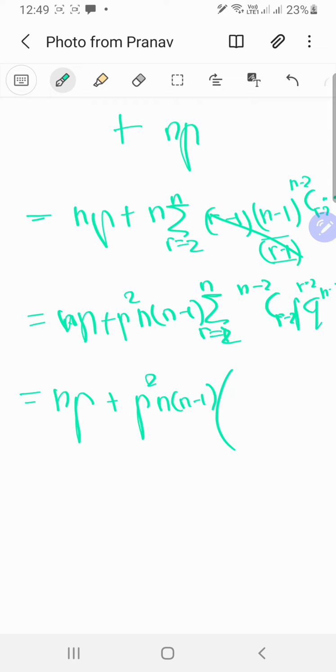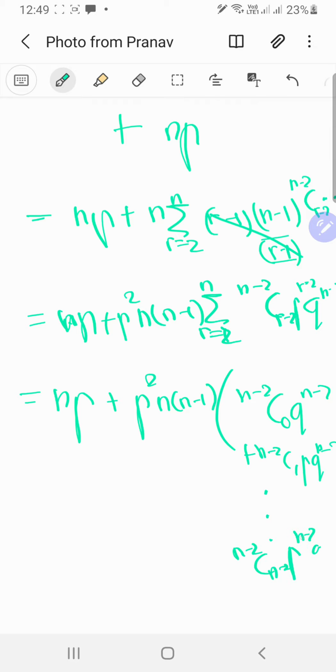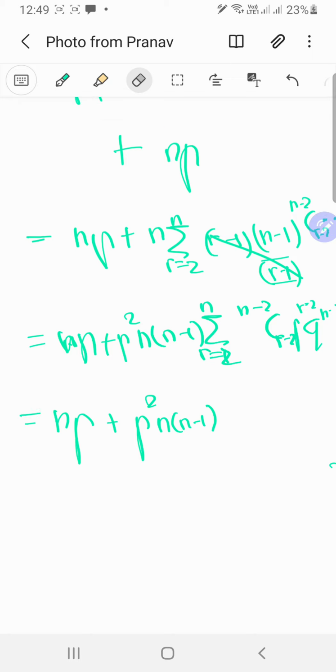And then what is this sum that we are talking about? So when you put 2 over there, you get n minus 2 c 0, and then you get p power 0 and q power n minus 2, plus n minus 2 c 1 p q power n minus 3, and so on. And then finally we will put n over there, so this will turn out to be n minus 2 c n minus 2, p power n minus 2 and q power 0, so like q power is just 1. So this thing actually turns out to be (p plus q) to the power of n minus 2, which is 1 to the power of n minus 2, which is 1. So we don't have to worry about that thing anymore. So this should be our answer.